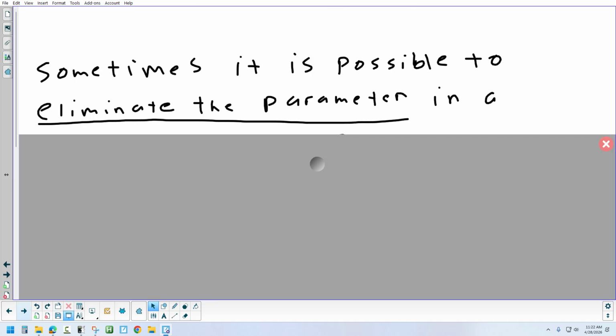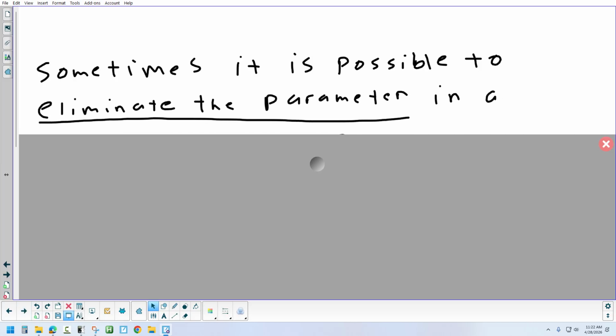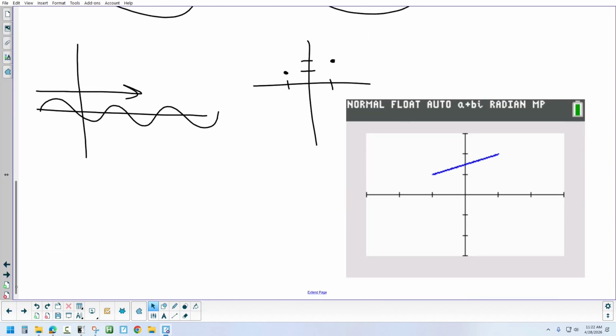All right, let's look at this one. So what I want to do now is look at that problem we just did, but I don't want to do it parametrically. I want to do it the way we have been graphing all year. So what I want to do is eliminate the parameter. I want to get rid of the t. And when I'm done, I want to have something like y equals mx plus b, a line with a slope and a certain intercept.